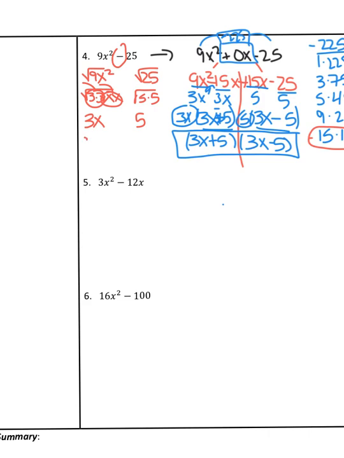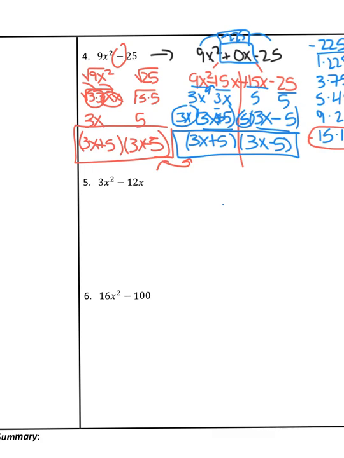If you notice the pattern, right? This is 3x plus 5 times 3x minus 5, because one is always going to be plus and one is always going to be minus on these problems, right? So these are the same thing. If you notice here, these are the exact same answers. 3x plus 5 and 3x minus 5 are the binomials.